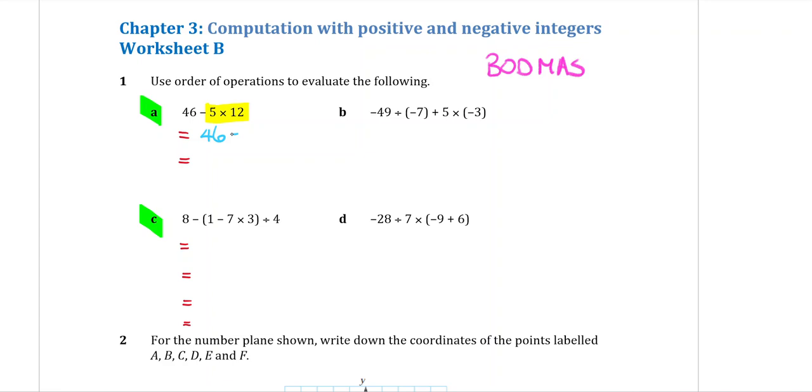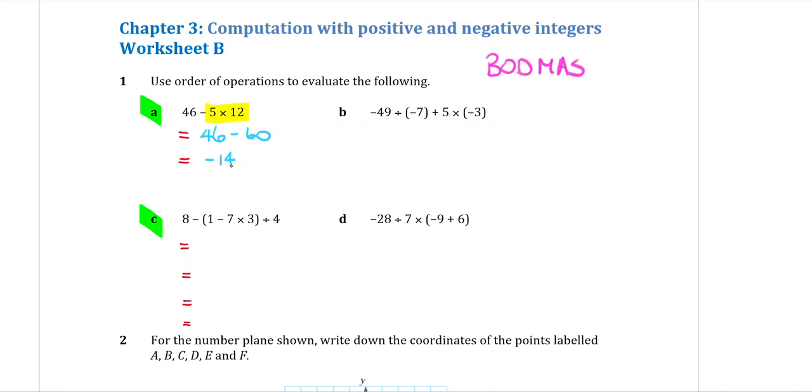5 times 12 is 60. I don't want you to write down on the side there anywhere 5 times 12 equals 60. You're writing the result down so that it's all in the equation here together. Now, division and multiplication is done. So now I'm looking for addition and subtraction, and there's just one subtraction sign here left to do. So 46 minus 60 is negative 14, correct. So that one only had 2 steps.